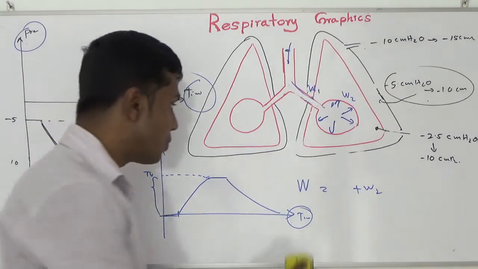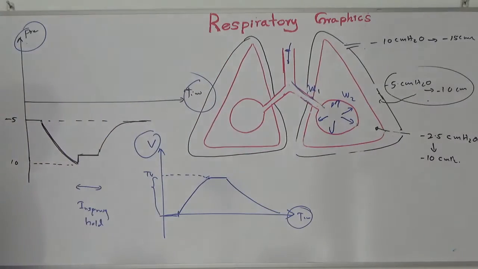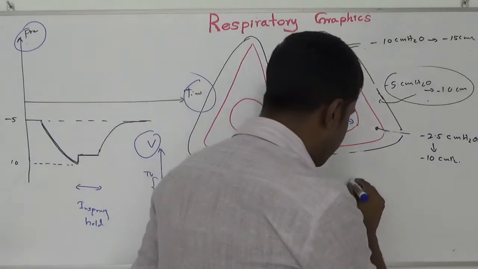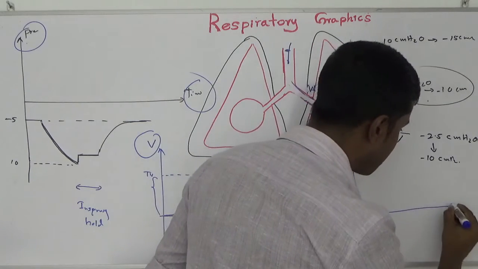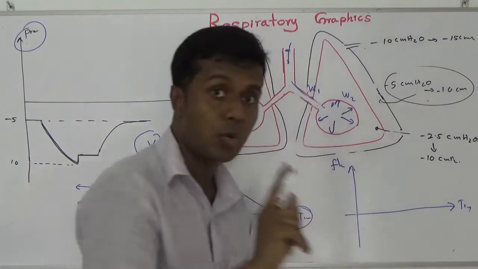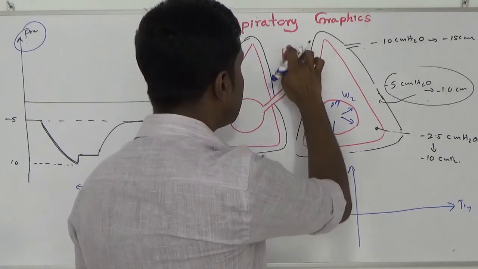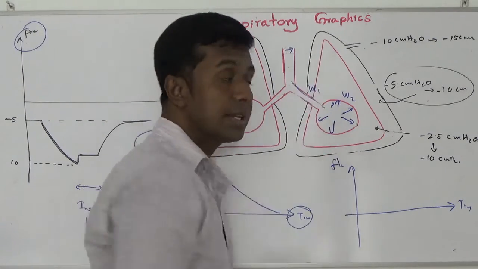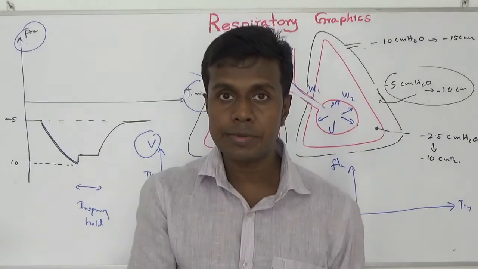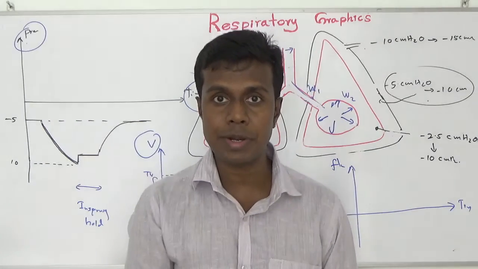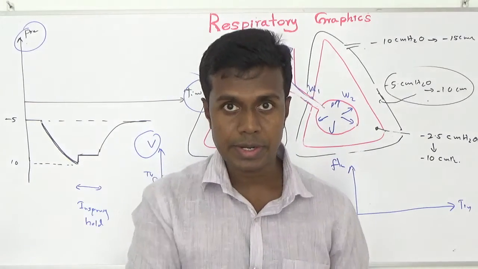Now I am going to draw flow time changes. Flow and time. For this axis I am going to take flow, and for this axis I am going to take time. This is the flow time change for my lung. For that, I am again going to keep a gadget in the trachea. It measures the flow. If flow comes inside, it deflects in the positive manner. If flow goes from the lung to outside, it deflects in the negative manner.